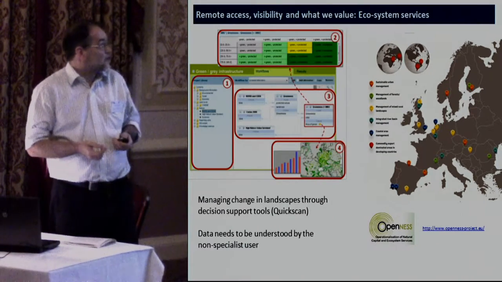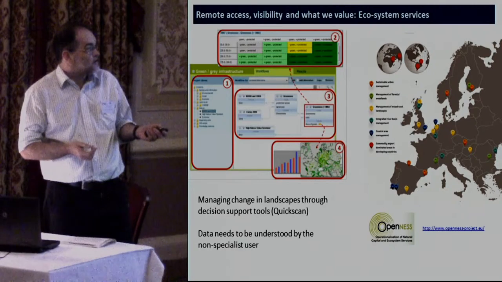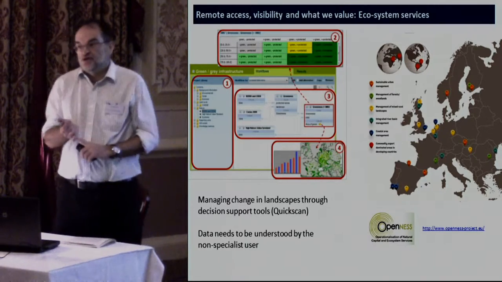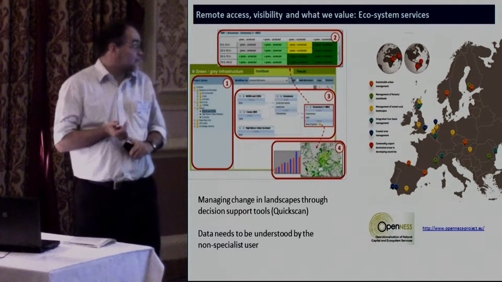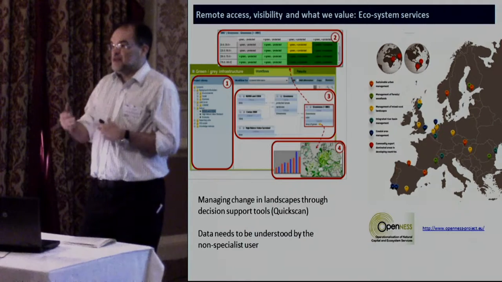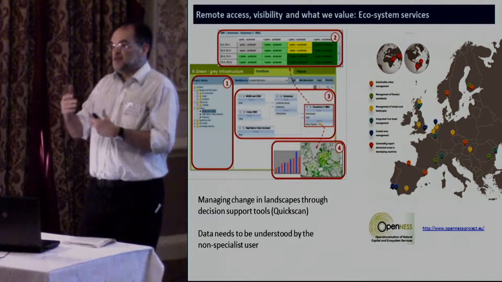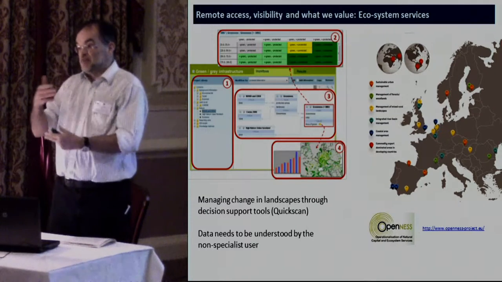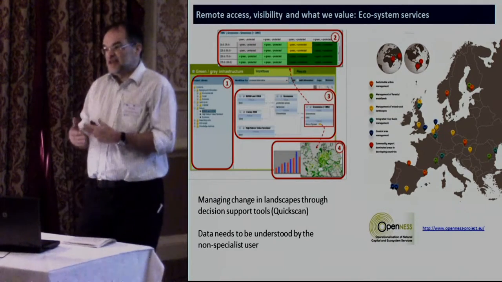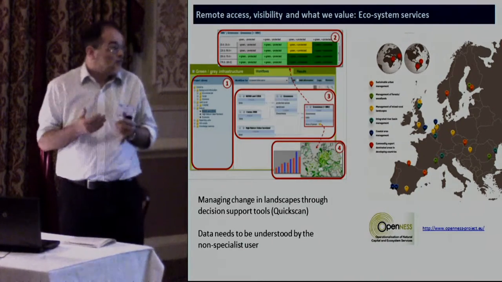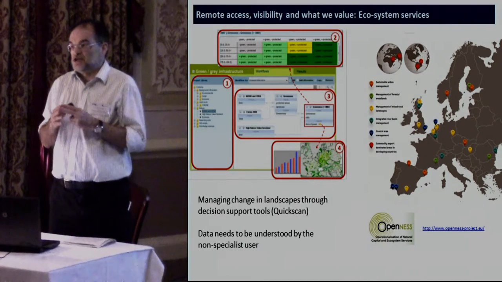This is an example from the OpenNESS project, which looked at various ecological sites across Europe. And it was using something called a decision support tool, in this case Quick Scan. So it's taking information and people are putting value and judgment and weighing off: if I introduce more forestry here, what is the impact on the archaeology? So if our data's not visible, people can't make those decisions. So we need to be thinking about how information is going to be used in the future.